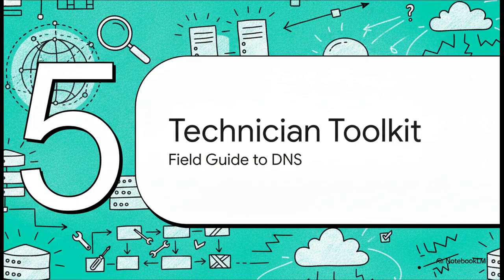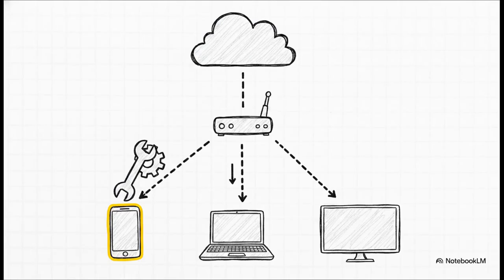Let's wrap things up with Section 5, Essential Technician Toolkit: Field Guide to DNS IPs. In order to surf the web, every single device on your network needs a DNS IP address assigned to it. Usually this process is completely automated. A background protocol called DHCP automatically hands out these settings to your laptop, your smartphone, your smart TV. You literally never have to think about it.